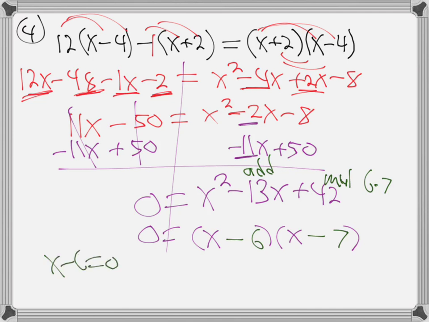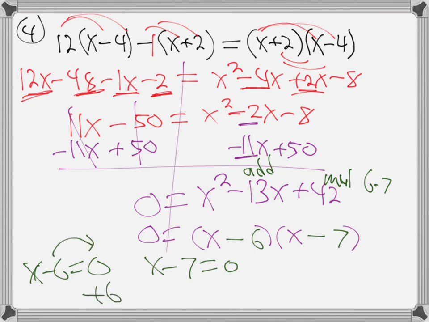Each one gets their own 0, because if two things multiply to be 0, either one could be 0 to make them times to be 0. And then you just jump it over, and it's positive 6, and jump it over, and it's positive 7. That's quicker than the quad. So factoring is, try factoring first. If it factors, it'll save you some time.